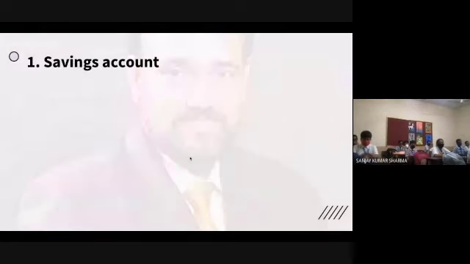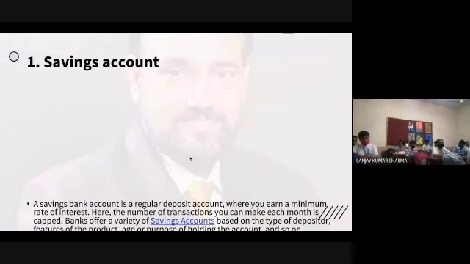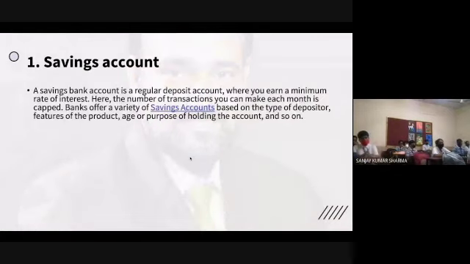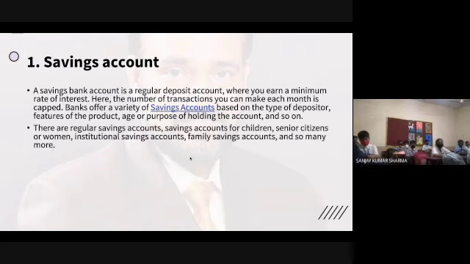So among this, the first one is the savings account. Savings account is usually for people who are students, household members, housewives, small businessmen or salaried persons. They usually open this savings bank account. The interest rate in it is less in comparison to the other accounts which we will be talking about.